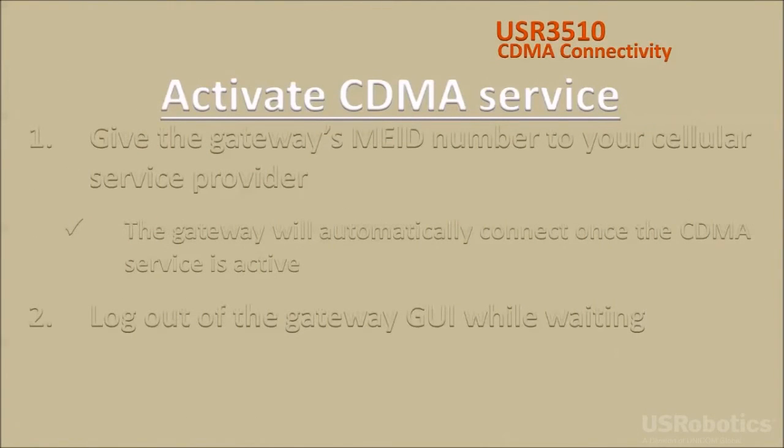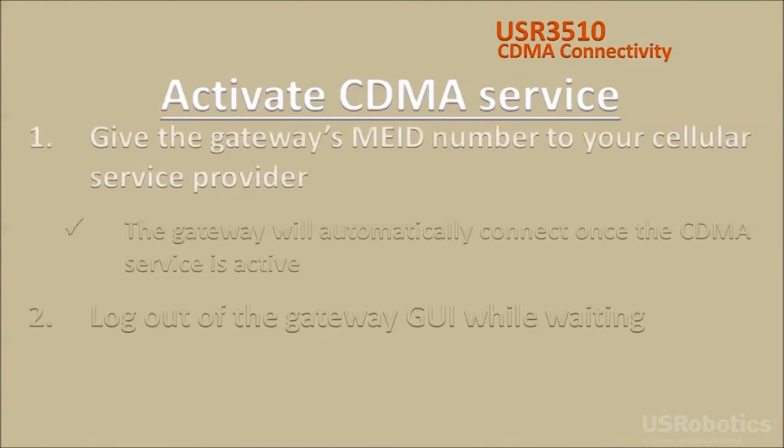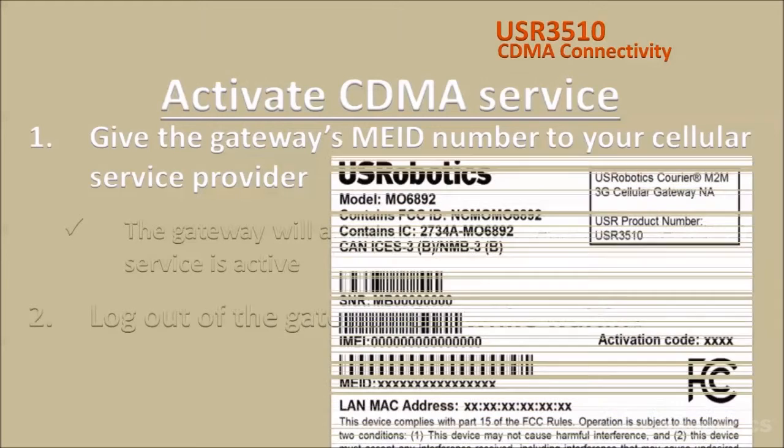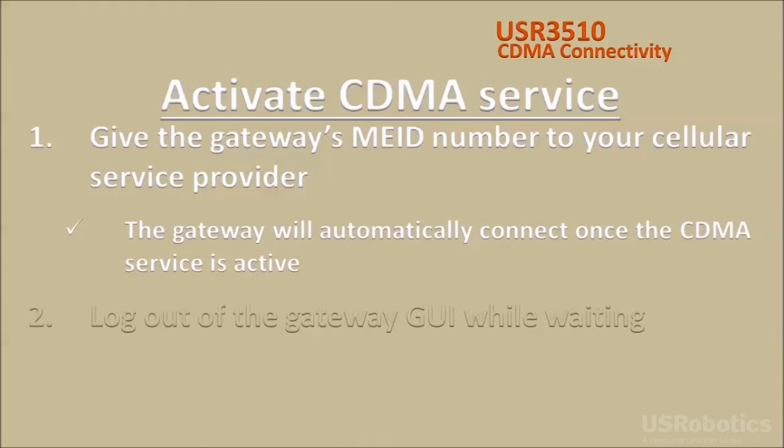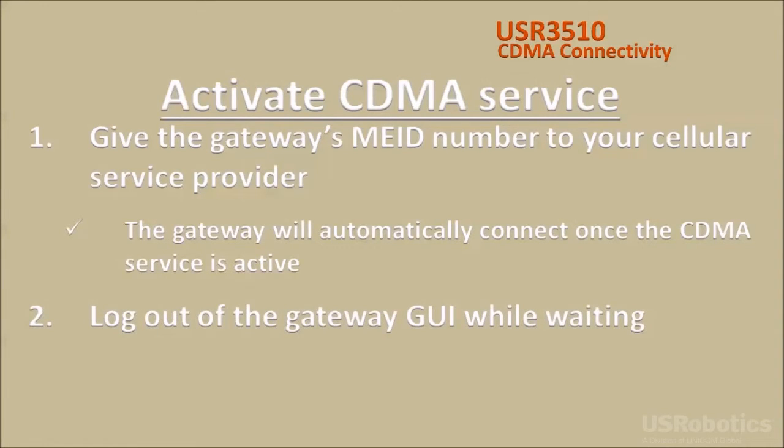Now you can activate the cellular service. Give the gateway's MEID number to your cellular service provider. You'll find the gateway's MEID number printed on the label that's fixed to the bottom of the gateway's housing. The gateway will automatically connect once your cellular service provider completes the CDMA service activation. Log out of the gateway GUI and wait for the cellular service provider to activate your service.